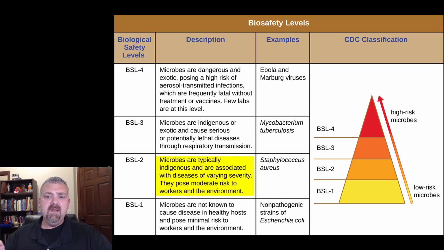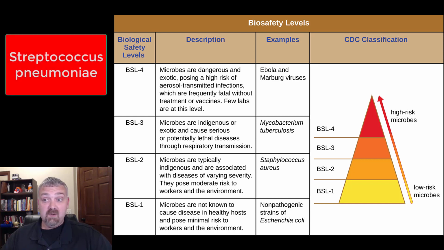All right, BSL-2, microbes are typically indigenous and are associated with diseases of varying severity. They pose moderate risk to workers and the environment. So you see Staphylococcus aureus as an example here. These are much safer than the higher level organisms, but you still do need to be careful with them. I'll give you a couple of examples of BSL-2 organisms. Streptococcus pneumoniae, which is still the leading cause of community-acquired pneumonia on the planet. It kills somewhere in the neighborhood of 1.4 to 1.5 million humans a year. So this organism is no joke, but for healthy people being super cautious in a laboratory environment, it doesn't appear to be that big of a threat.